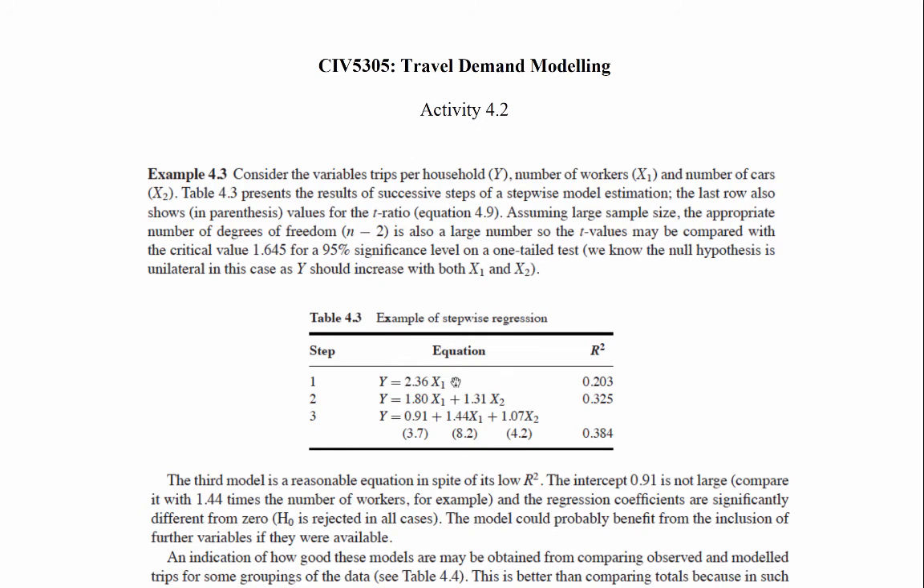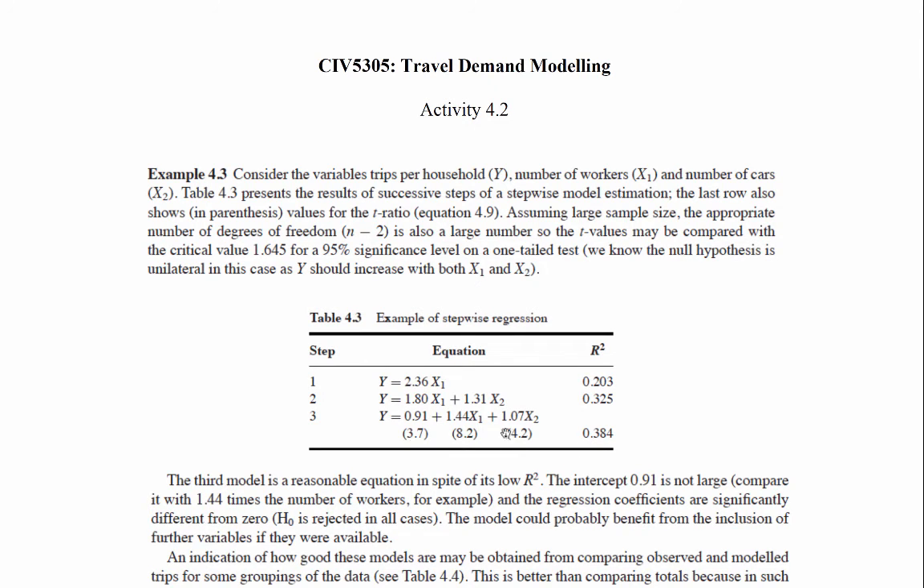So what you see in this table is three different linear regression models. The first one only includes one variable, number of workers, to estimate trip rates. And we have an R-square of 0.203. The second model includes both x1 and x2, number of workers and number of cars, and the R-square value is 0.325. And the last model not only includes the two variables of number of workers and number of cars, but it also includes a constant in the model. And the R-square is 0.384.